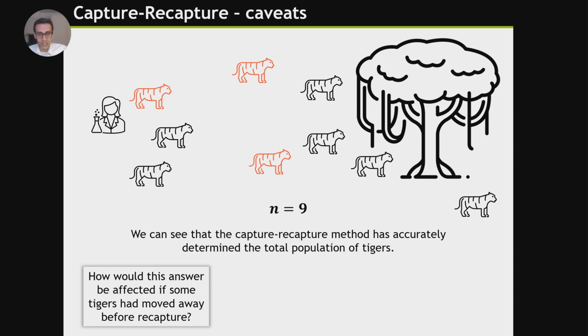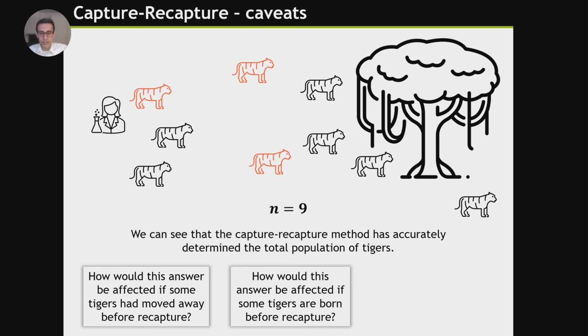They have completely different habitats at different times. So has the population emigrated or migrated? Another thing might be, how would the answer be affected if tigers were repopulating? There are certain species that are very quick to repopulate. There are certain species that are very slow. So depending on the birth rate of the tigers.